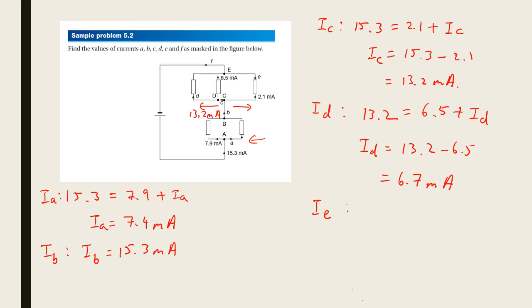Current E is the second last one, which is here. What goes in must come out. So current E is equal to 2.1 milliamps. Current F is on the top here. If you have 15.3 coming in at the start, then you must have 15.3 going out. So current F is equal to 15.3 milliamps.